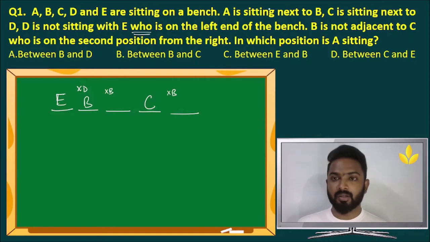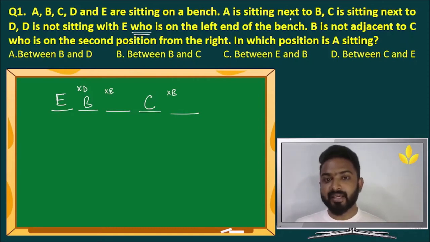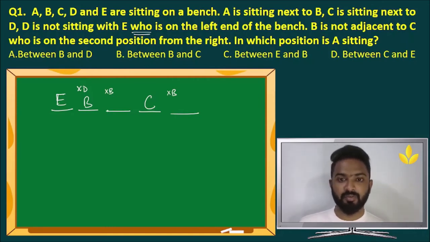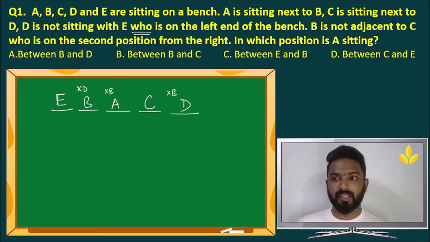Okay. Now starting from the beginning, A is sitting next to B. So obviously A will be over here and the only person left out is D over here. They have mentioned C is sitting next to D. D is not sitting with E, who is on the left end of the bench. Everything makes sense over here. Now the question is, in which position is A sitting? A is sitting between B and C, obviously.